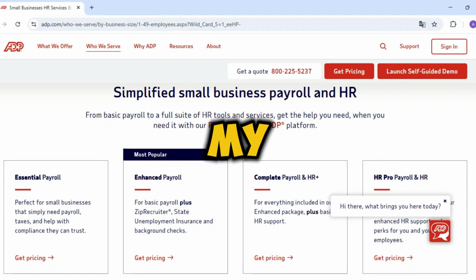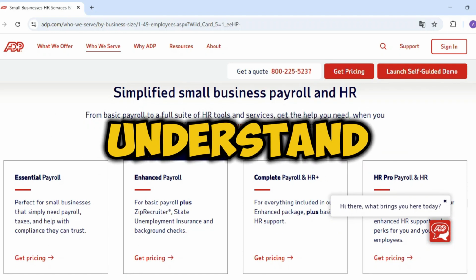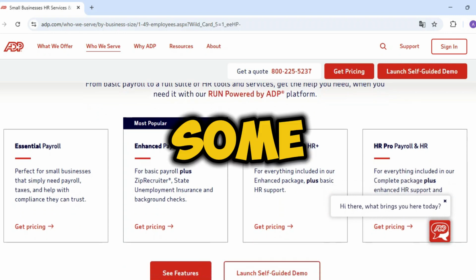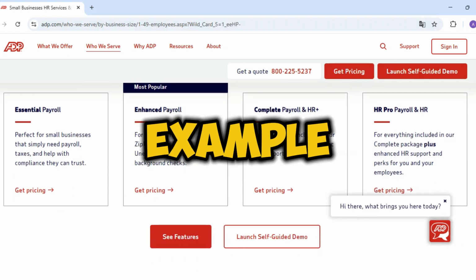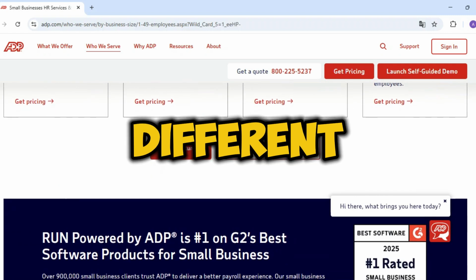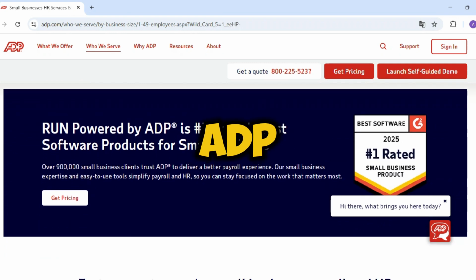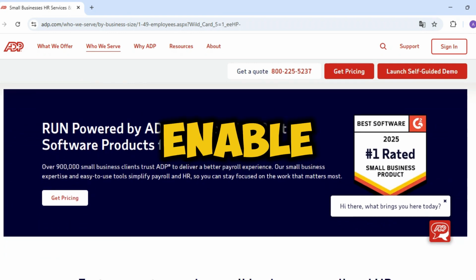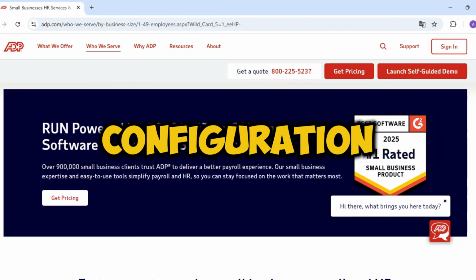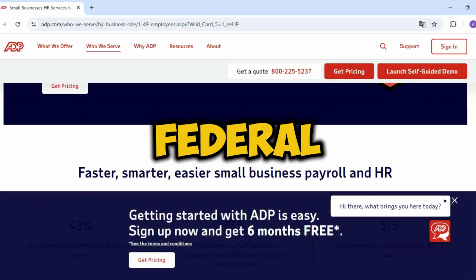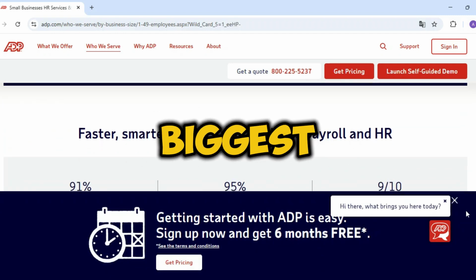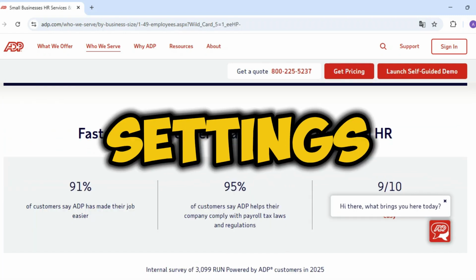applicable rate. My crucial pro tip: understand state-specific rules. Some states have daily overtime, example over 8 hours in a day, or different rates for double time. ADP can handle these, but you must enable the specific state rules in your configuration. Don't assume federal rules are enough. Automate your biggest wage and hour risk with precise settings.